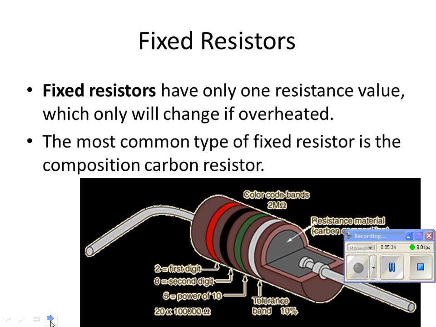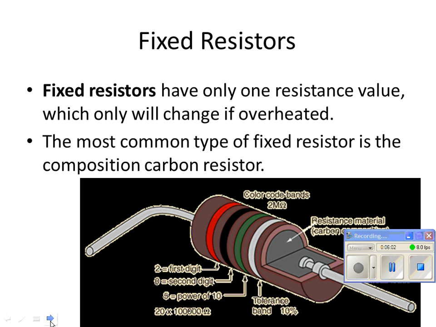We're going to talk about basic fixed resistors. They have only one resistance, and it will change over time as it gets old, number one, especially if you're talking about a carbon resistor. And number two, it will change a great deal if you overheat it. All right? So that's what happens with those.